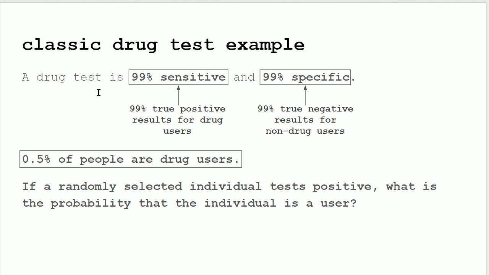So here we are. We have a drug test that is 99% sensitive, which means 99% true positive results for drug users. And then the test is also 99% specific, which means 99% true negative results for non-drug users. Let's assume that 0.5% of people are drug users. The question now is, if a randomly selected individual tests positive, what is the probability that the individual is a user?